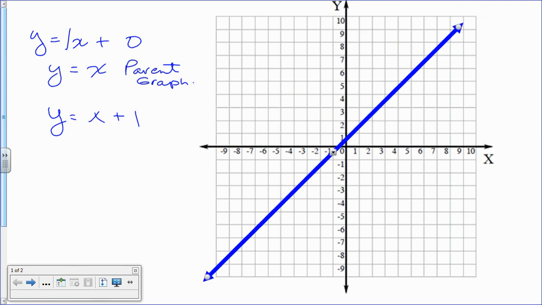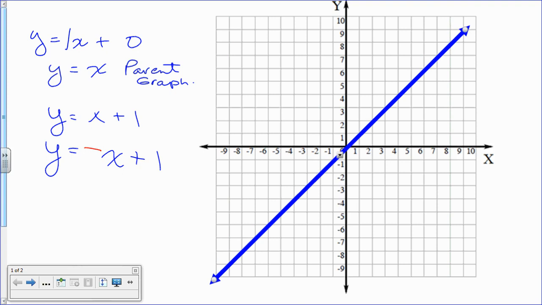So remember, if the b, or the y-intercept, changes, it just shifts the line up or down. But if I put a negative in front of the x, what happens to my line now? It goes the other way. Yeah, it just flips it, doesn't it? It's just going to take this and flip it down.